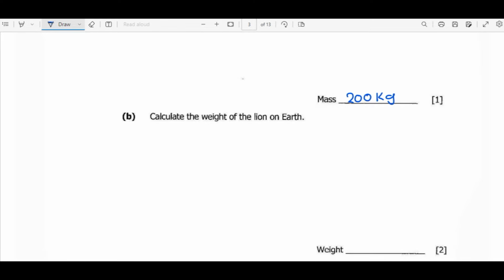Then for B, calculate the weight of the lion on earth. Weight is given by the product of mass and gravity. Remember, the mass is 200 kilograms, gravity is 10, and our final answer is 2000 newtons.